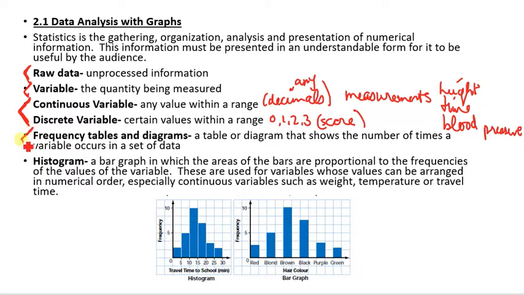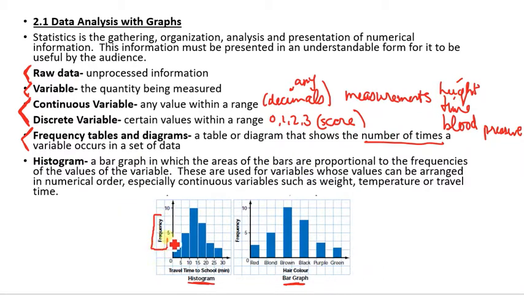Now, frequency tables and diagrams. Okay, this is a table or diagram that shows the number of times. So when we talk about frequency, we talk about the number of times a variable occurs in a set of data. And a histogram, this looks like a bar graph. Here's the difference between a histogram and a bar graph down below. So it's a bar graph that uses areas of the bars that are proportional to the frequencies.